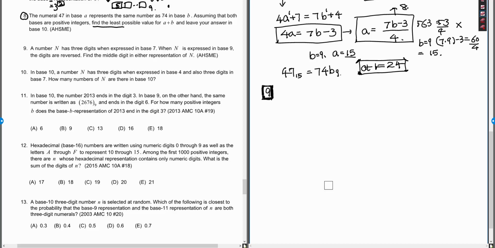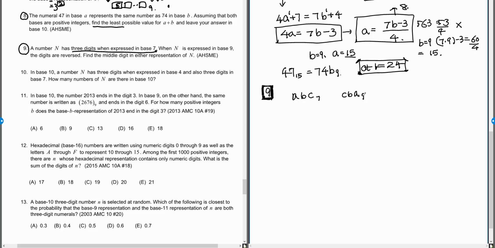All right. So the next one is number 9. A number is 3 digit, when expressed in base 10. So first digit, second digit, third digit, that is base 10. A is not 0. When n is expressed in base 9, the digits are reversed. So the digits are reversed, CBA, when you change it to base 9.